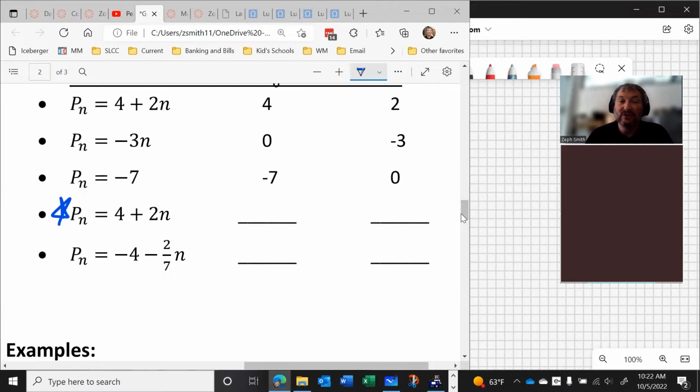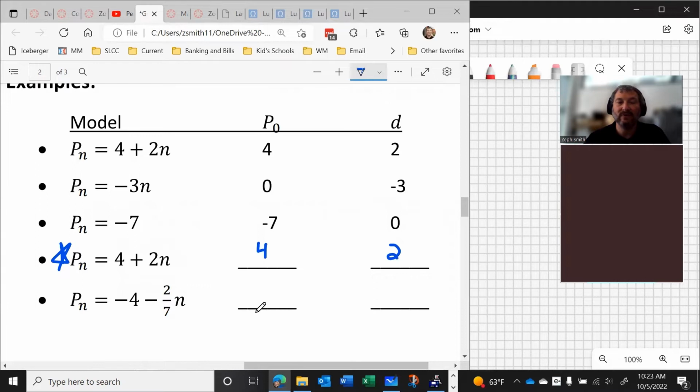Anyway, the coefficient of n is 2. That's D. And the constant term is 4. You do the next one. What is P sub 0? Answer that one first. Put it in the chat. What is P sub 0?